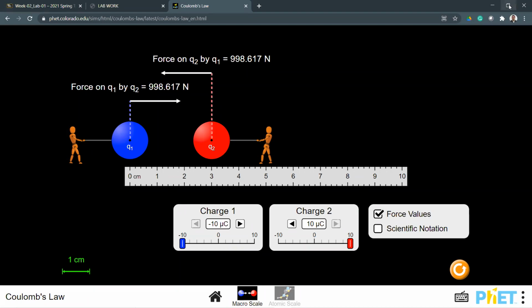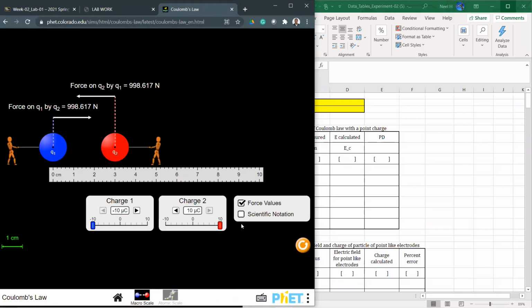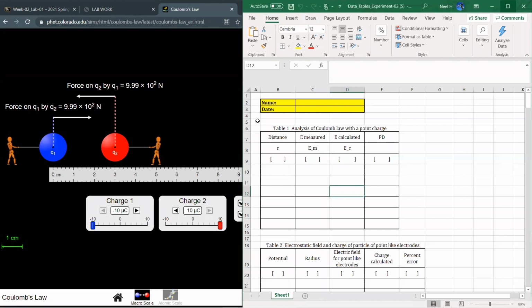Okay, that's table number 1. It's a very simple calculation. You should know now how to do that calculation, but I will walk you through it in a bit. And also you can click on the scientific notation, that will allow you to see these large forces in scientific notation. That will be useful. That's all in table number 1.